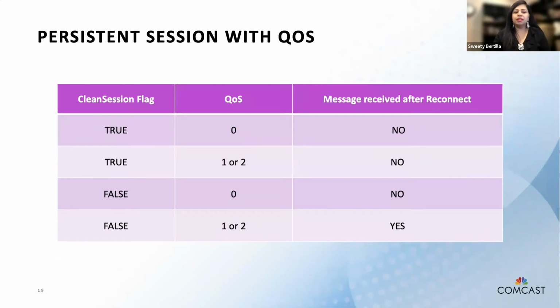So here you see that if the clean session flag is true, it doesn't matter if your quality of service is 0, 1 or 2, after reconnect your message is not going to be received, because you're saying, I want a clean session. That means none of your subscription information is going to be stored. But when the clean session flag is false, that's where we can see the difference. When it's false and you have quality of service 0, again, quality of service 0 is what? Fire and forget. So it's not going to redeliver the message after you reconnect.